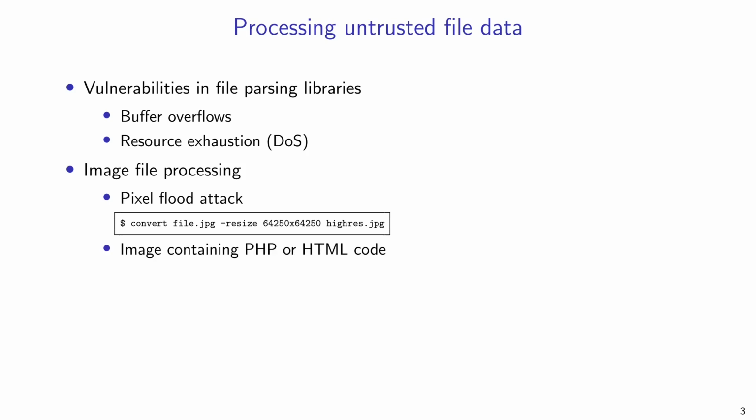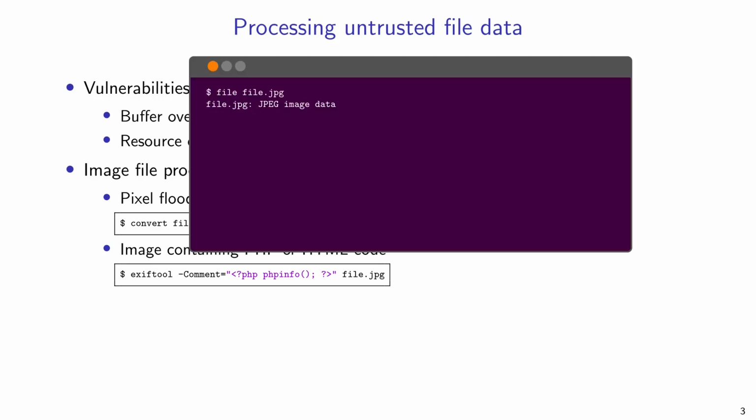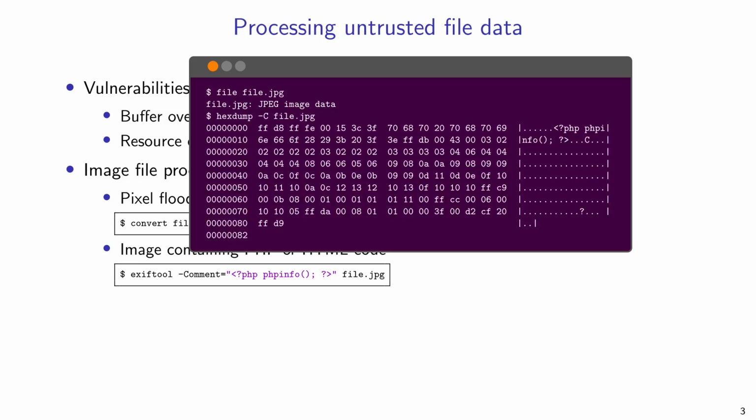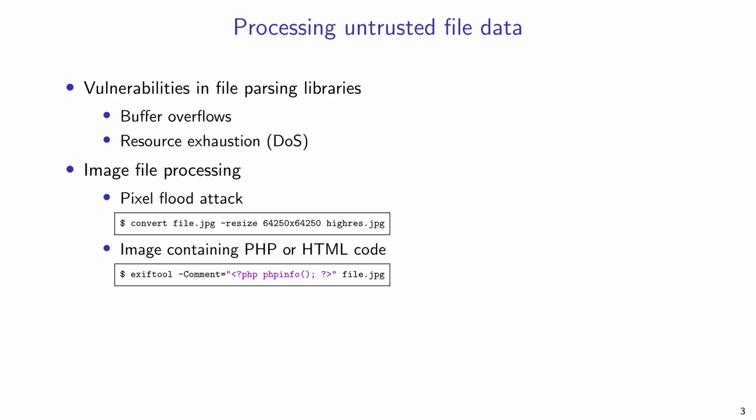Then we must also be aware that a valid image file can contain embedded PHP or HTML code. Such code can be hidden inside image metadata using tools like ExifTool. This will result in a file that passes image format validation, but can still be executed if processed by a PHP interpreter. Therefore, we cannot rely on image validation checks only, but must ensure that uploaded files are never interpreted as executable code and are not served with dangerous content type headers.